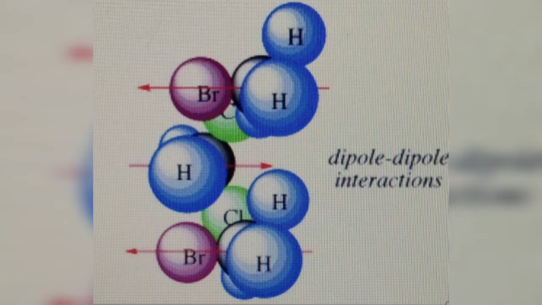Since the dipole is permanent, the attraction is stronger. However, we only see this sort of attraction between molecules that are polar. It is usually referred to as dipole-dipole interaction. The strength of this attraction increases with increasing total number of electrons.